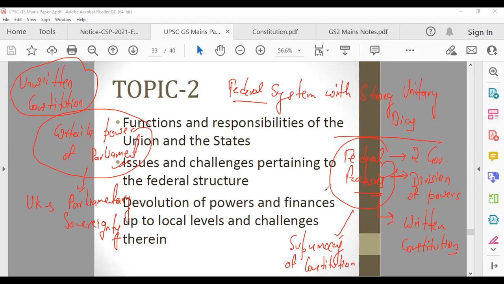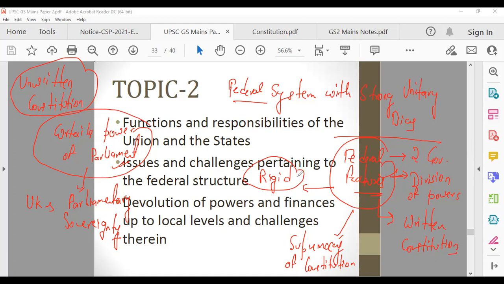Then rigid constitution. There are certain features in our constitution which can be amended not only by the center. Center can amend it, but at the same time, it needs ratification by more than half of the states. So in that scenario, what is happening? There are certain features which are very important to ensure the federal structure of the constitution, and that cannot be amended by the center alone. The center needs the support of states, which in a way promotes the federal structure. So rigidity of the constitution ensures a federal feature, that is a part of the federal feature.